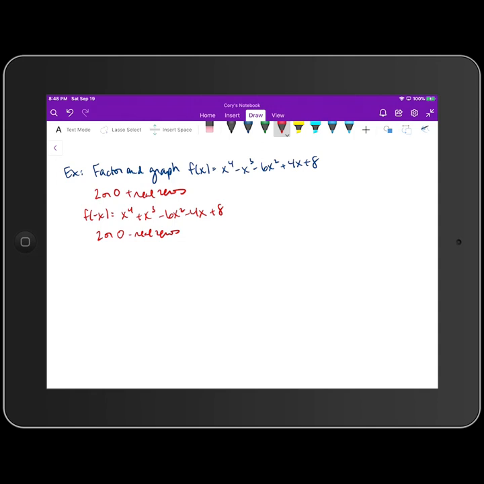Okay, so next we want to test the p over q values. And since q, the leading coefficient, is 1, the p values are going to give me the p over q values. Okay, which are going to be the factors of 8, which are plus or minus 1, plus or minus 2, plus or minus 4, and plus or minus 8.